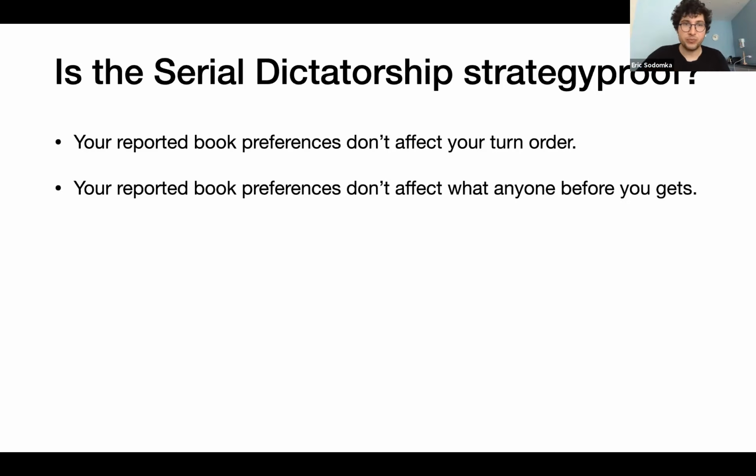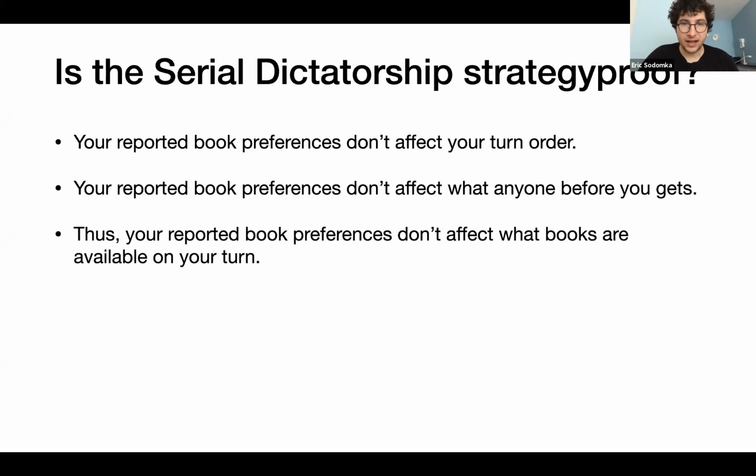Second, the preferences that you report don't affect what anyone before you actually gets, because those are just determined by their preferences. So you have no control over where you appear in the ordering, and you also have no control over what books are available at that time. You can't lie about what your favorite book is and suddenly cause there to be different books available on your turn. Therefore, the book preferences don't affect what books are available on your turn.